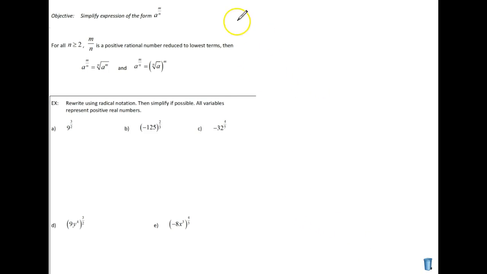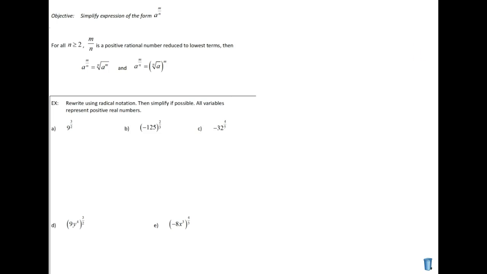So that was if it was 1 over n. Now we're going to talk about m over n. N is still our root, and the m becomes the power inside of our variable. Now, interestingly enough, there are 2 different ways to write it, and you're going to have to be comfortable with both of them. So a to the m over n power is the nth root of a to the m inside, or we can say the nth root of a, to the m power.